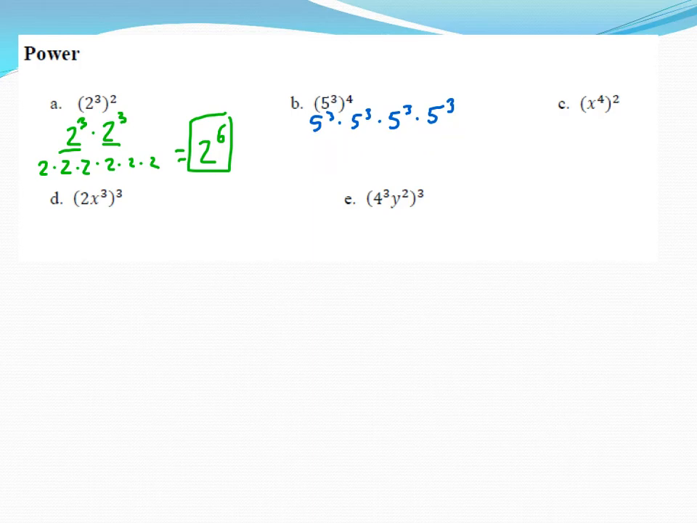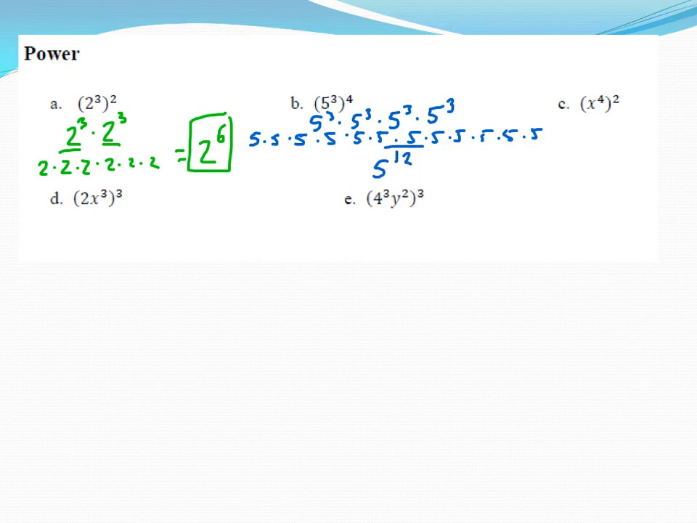Now, if I expand these out, this one's going to be long. We have 5 times 5 times 5 times 5 times 5 times 5 times 5 times 5 times 5 times 5 times 5 times 5. So what I did is I broke each of these down. How many 5s do I have? Well, if we count them up, we have 1, 2, 3, 4, 5, 6, 7, 8, 9, 10, 11, 12. So that means I have base of 5.